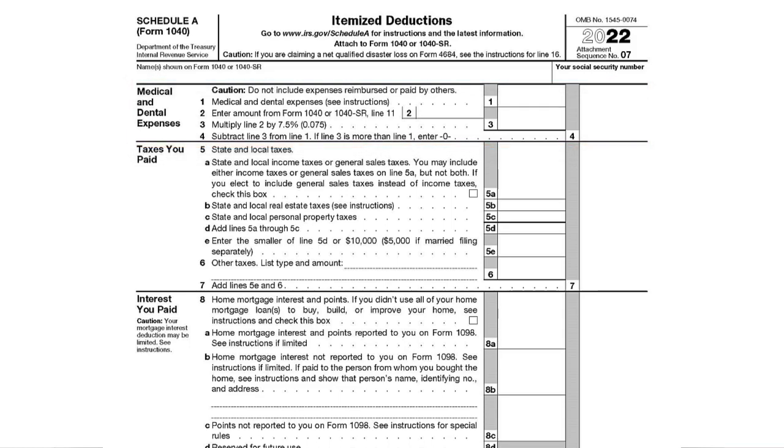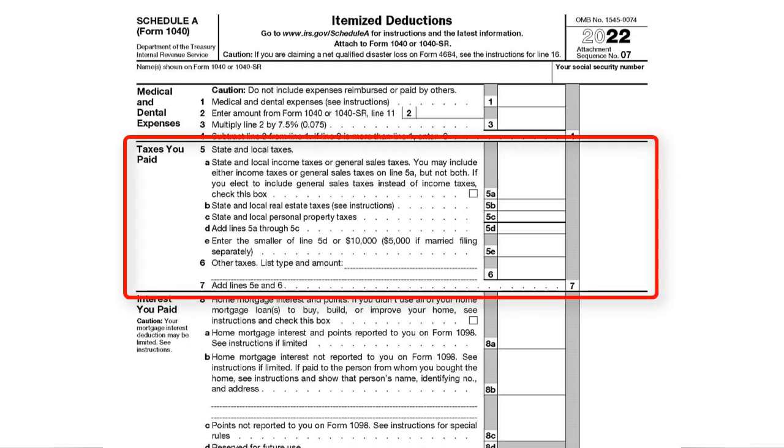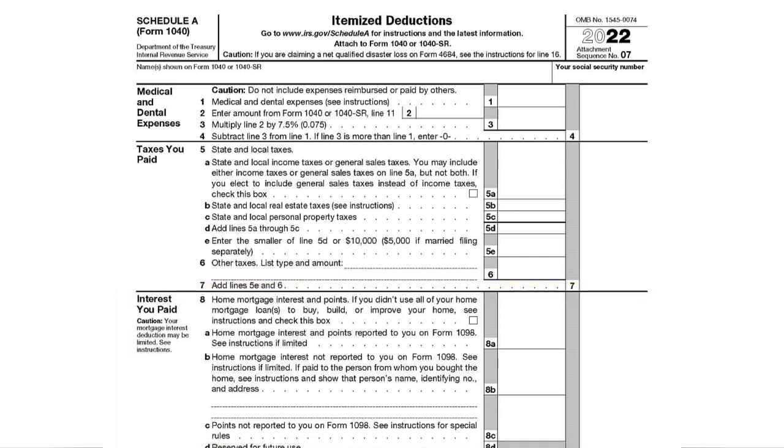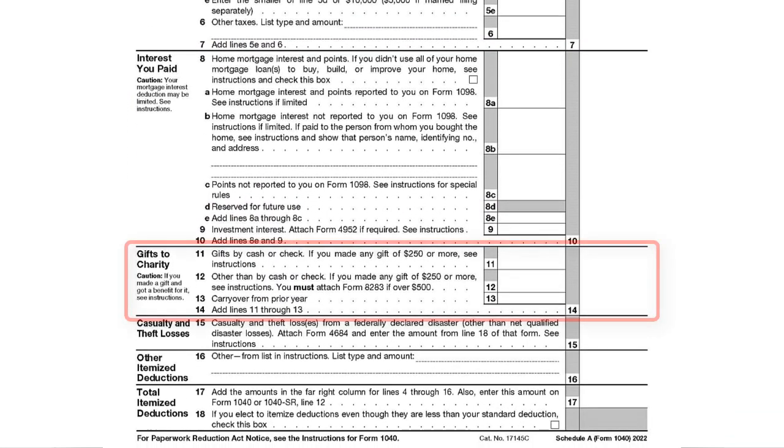Tax, so income tax, if you're in a state that has income tax, property tax on your real estate, sales tax, so you either get your state income tax or sales tax. In Tennessee, you're going to take the sales tax because we don't have income tax at a state level. Your mortgage interest, so the deductible amount of your mortgage interest, and then the last being charitable contributions.